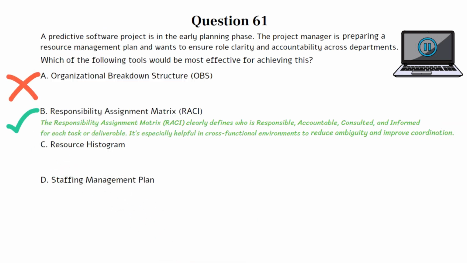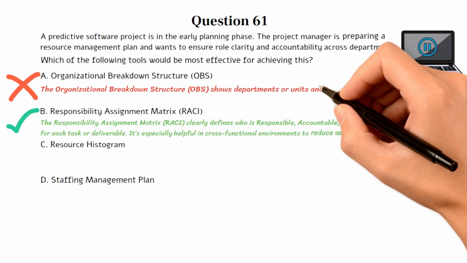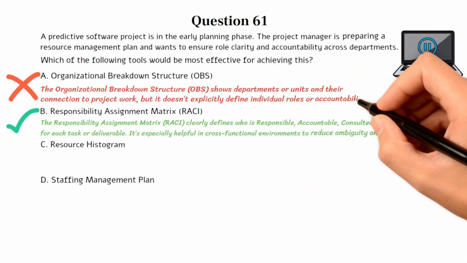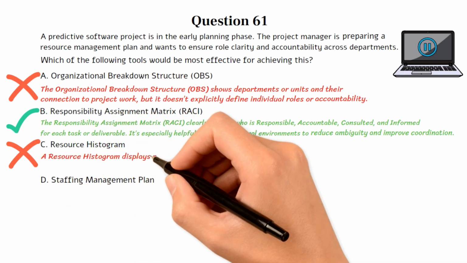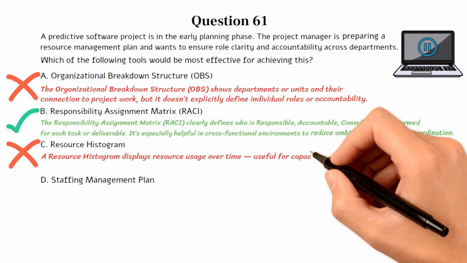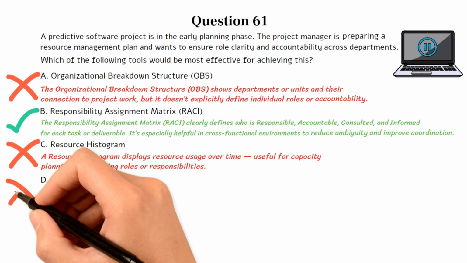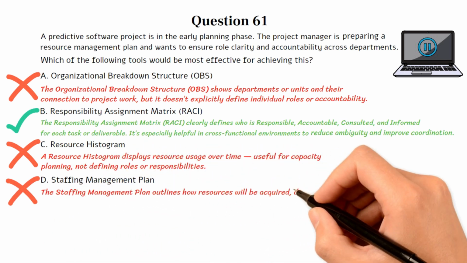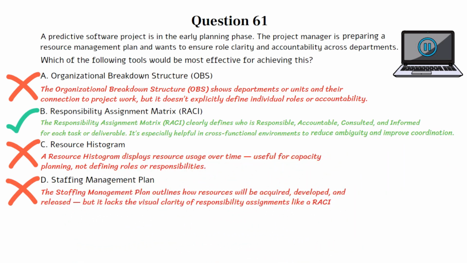Choice A is incorrect. The organizational breakdown structure shows departments or units and their connection to project work, but it doesn't explicitly define individual roles or accountability. Choice C is incorrect. A resource histogram displays resource usage over time, useful for capacity planning, not defining roles or responsibilities. Choice D is incorrect. The staffing management plan outlines how resources will be acquired, developed, and released, but it lacks the visual clarity of responsibility assignments like a RACI matrix. Let's move on to the next question if you're ready.